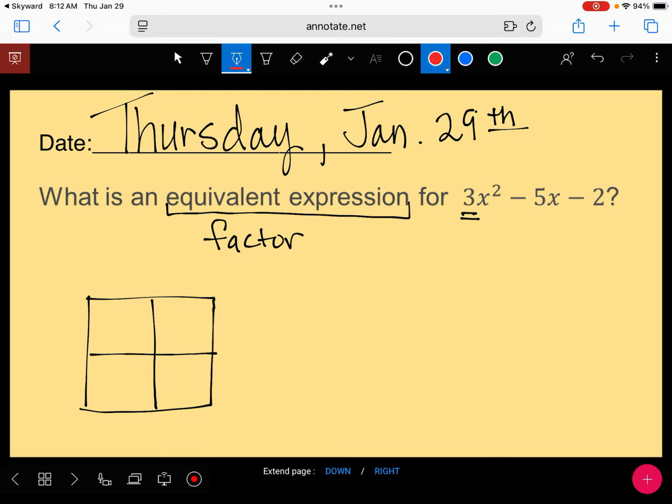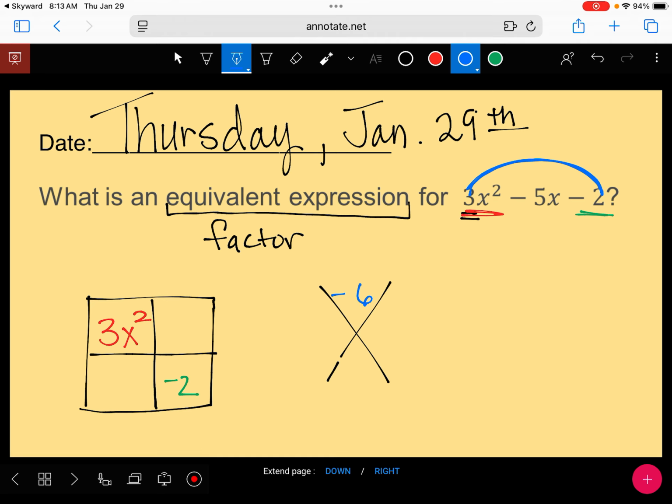All right, so the first term goes here. The last term goes here. Let's make our x. On top of the x is the first times the last. Go ahead and multiply those. Take 3 times negative 2. Put that number on top. The middle number goes on the bottom. All right. Now you need to find, this is the hard part, two numbers that multiply to give you negative 6, but add to a negative 5.